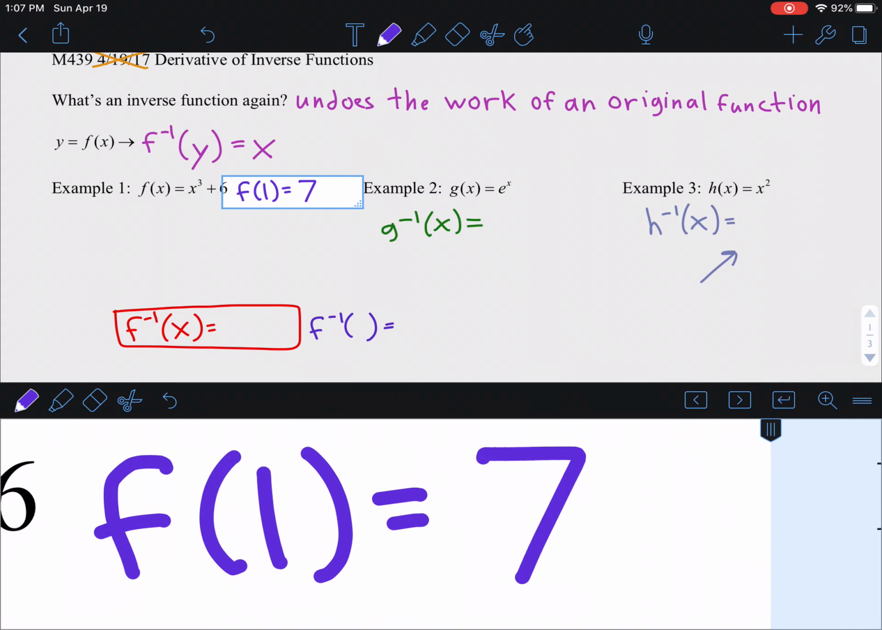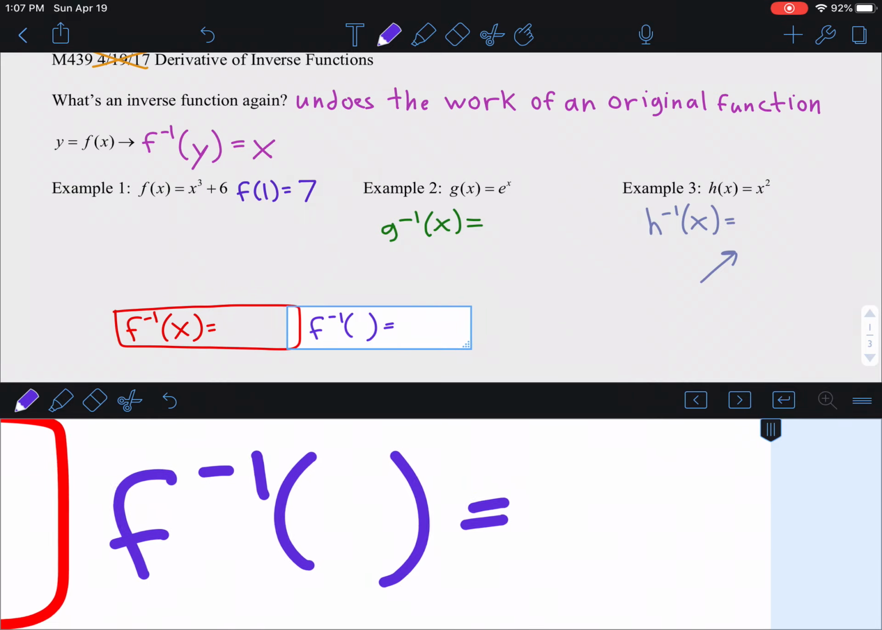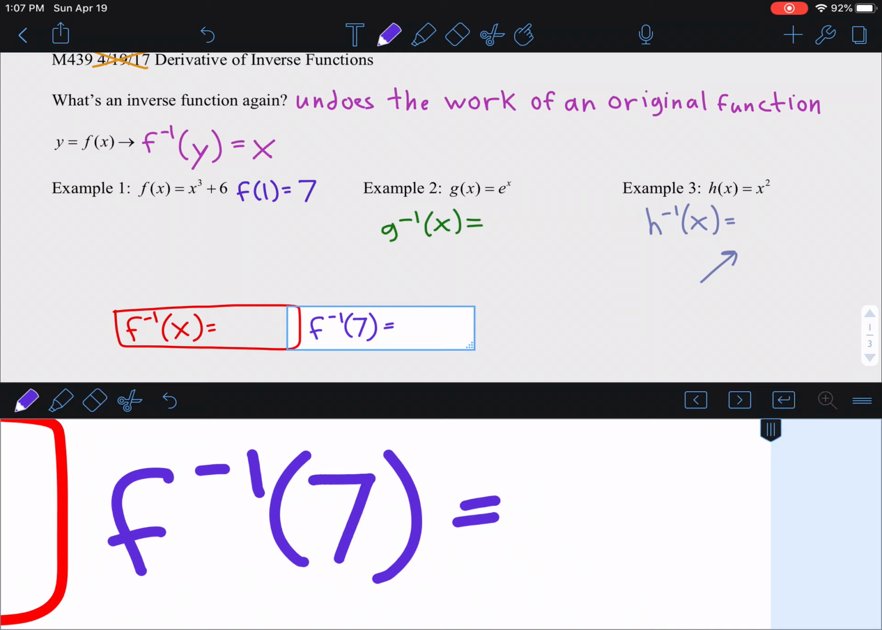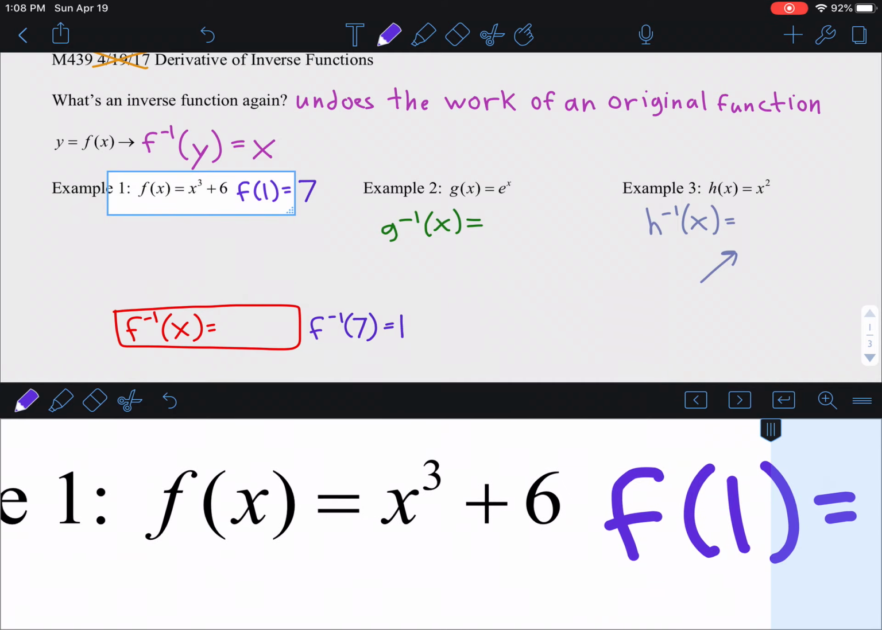Okay. So now, if f of 1 is 7, what that means, before I do anything with the inverse, is that f inverse is going to flip around my input and output, meaning that f inverse of 7 is going to have to equal 1. Okay, so now let's go back here and find the inverse function.